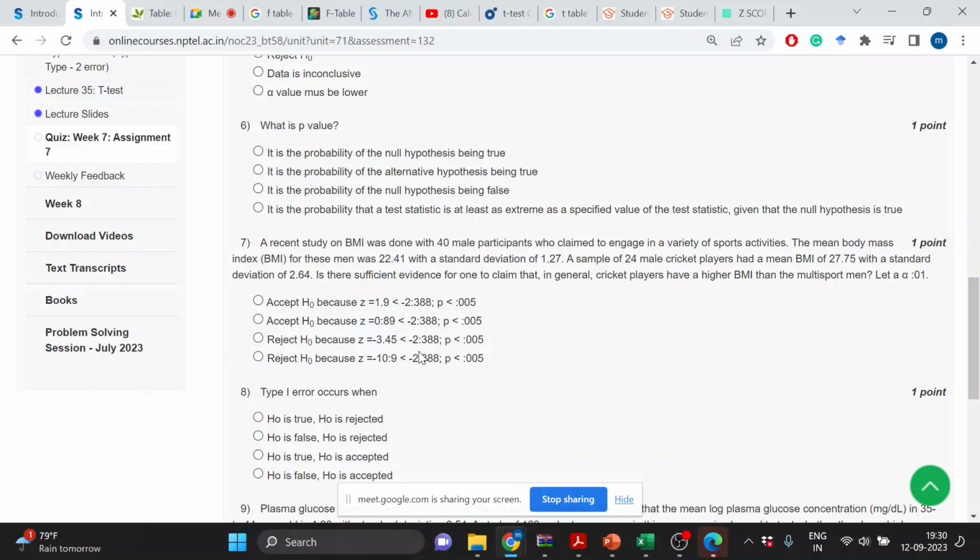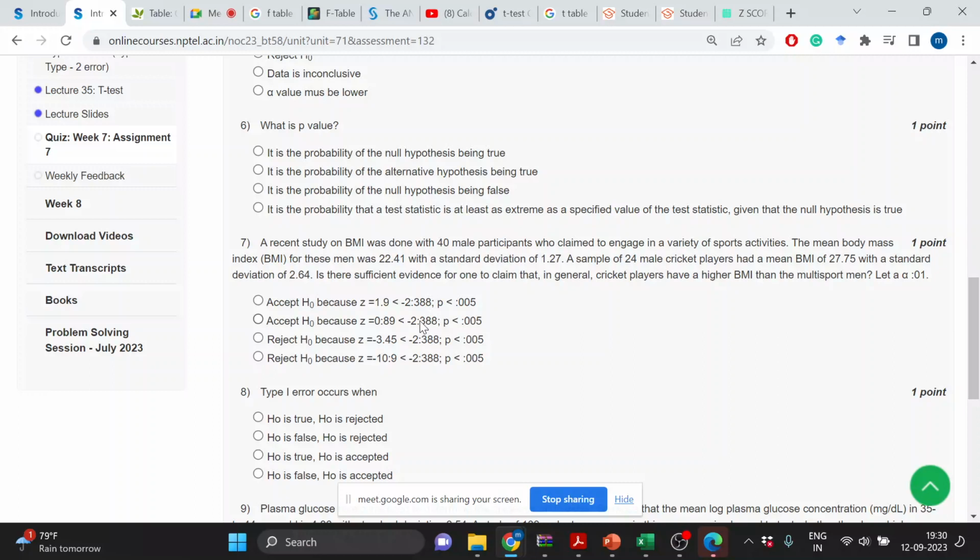For one tail should be 2.58, sir. That critical value should be 2.58. Yes, there's a typo there. Here they are given 2.38. Yes, 2.38. Yeah, so that is one another tail test and 2.58. Okay, it's not minus 2.58 also. It's 2.58 and your value is greater than that.